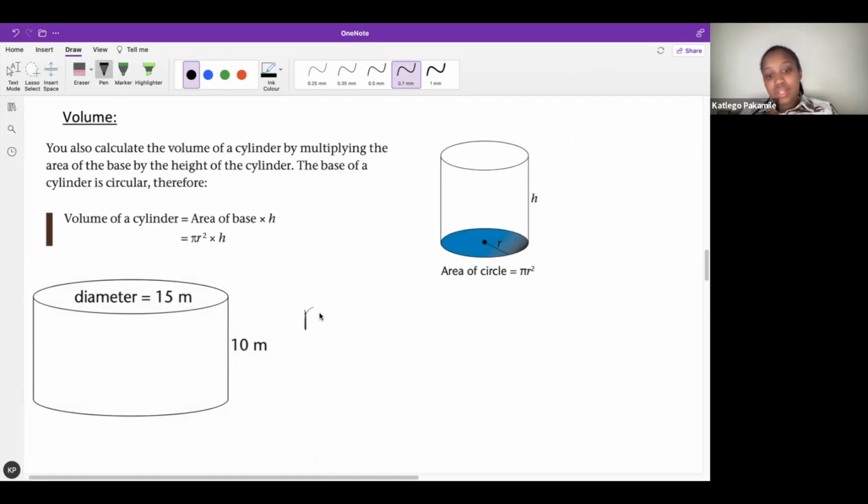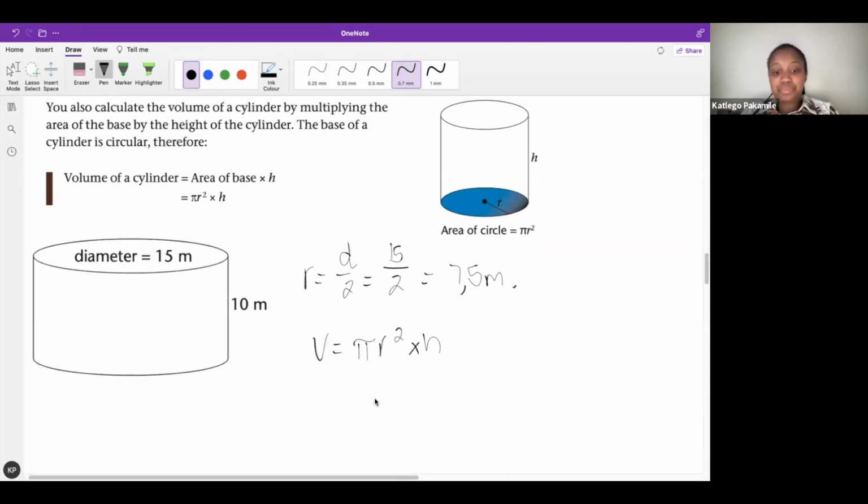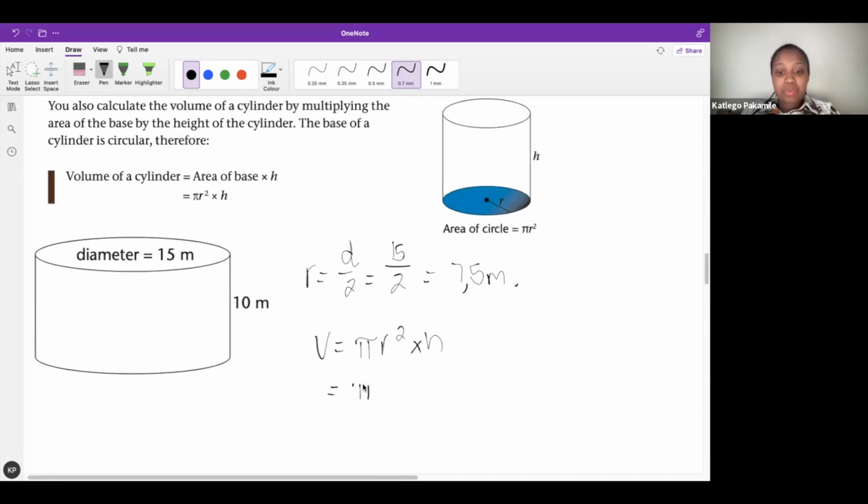So our radius is diameter divided by 2, which is 15 divided by 2. That's where we get the 7,5 meters. Okay, so volume is area of your base times the height, which is pi times 7,5 squared times my height, which is 10.